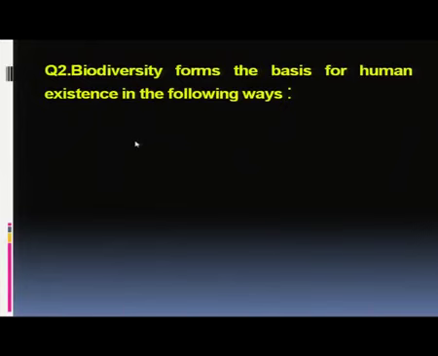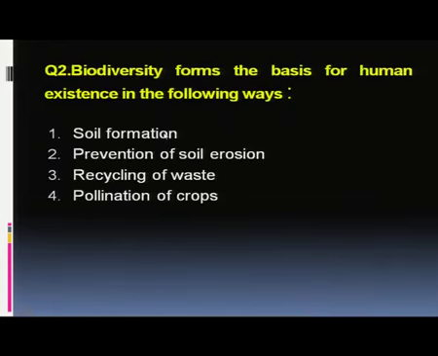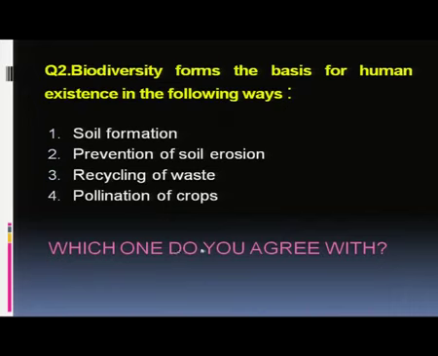The question is, biodiversity forms the basis for human existence in the following ways. Number 1, soil formation. Number 2, prevention of soil erosion. Number 3, recycling of waste. And number 4, pollination of crops. So, what is the question? Which one do you agree with?